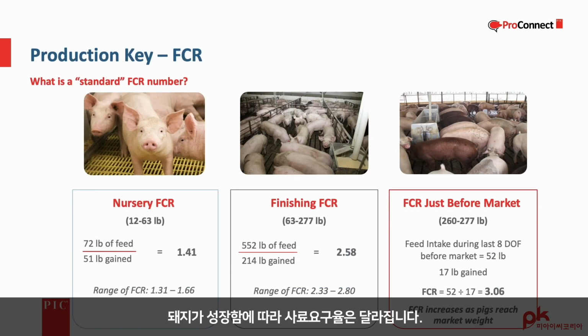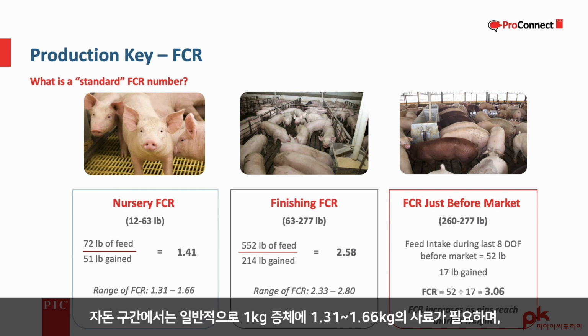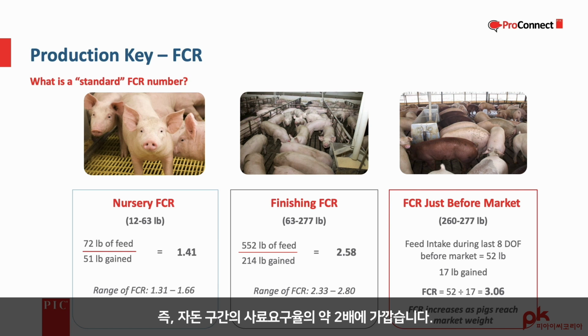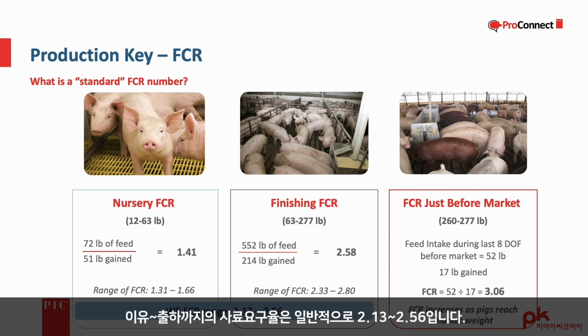Feed conversion changes through the pig's growth cycle. In the nursery, a general range is between 1.31 and 1.66 pounds of feed per pound of gain. In finishing, the general range is between 2.33 and 2.8 pounds of feed per pound of gain, or nearly twice as high as the nursery phase. In a wean to finish setting, a range of 2.13 to 2.56 pounds of feed per pound of gain is typical. As the pig gets close to market weight, feed conversion gets worse, or higher.